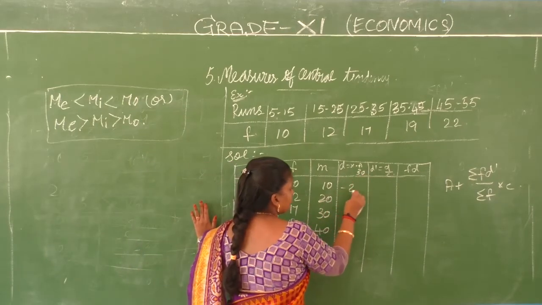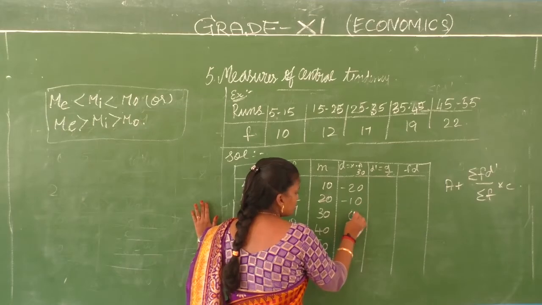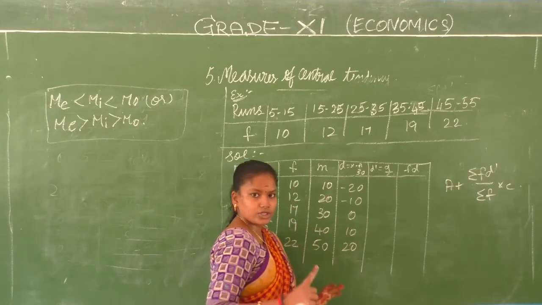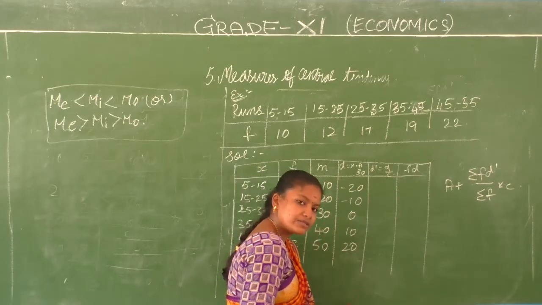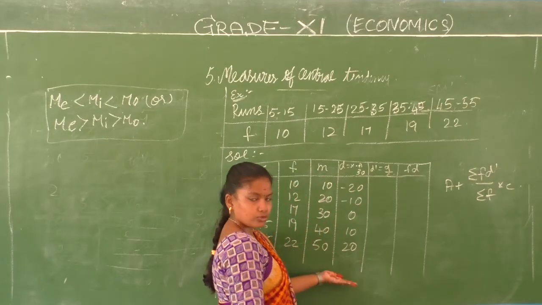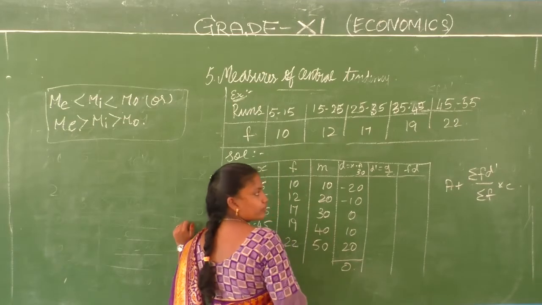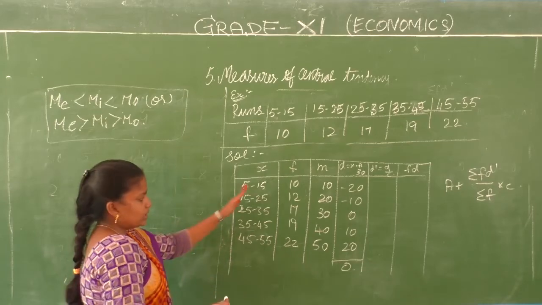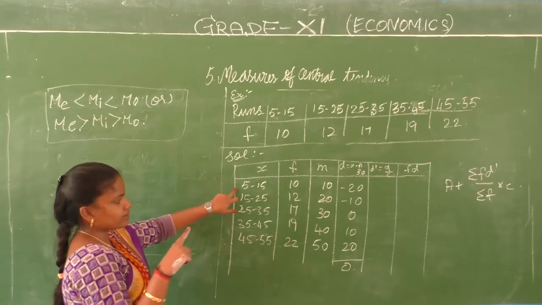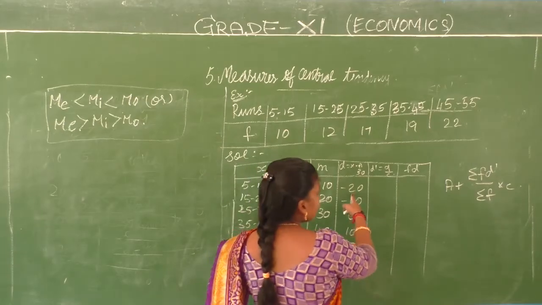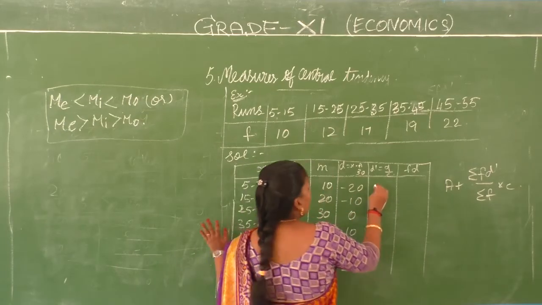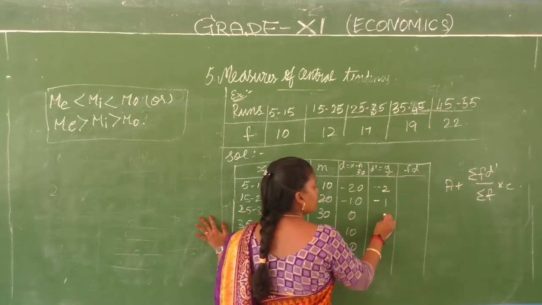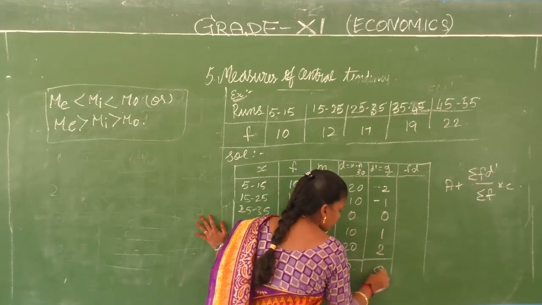So 10 minus 30, minus 20. 20 minus 30, minus 10. 0. Divided by C, which means 10. So minus 20 by 10, minus 2, minus 10 by 10, minus 1, 0, 1, 2. Again the value is 0.